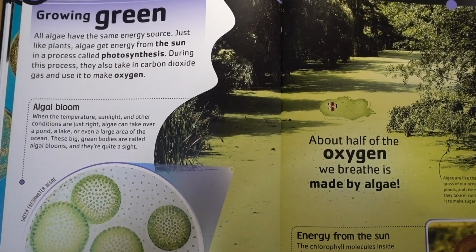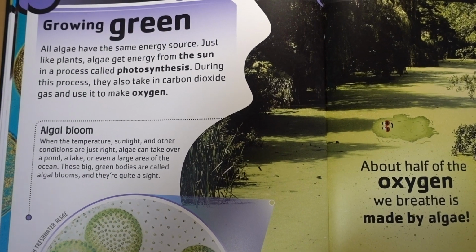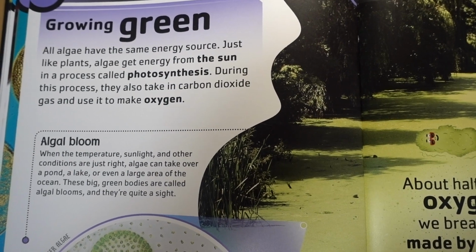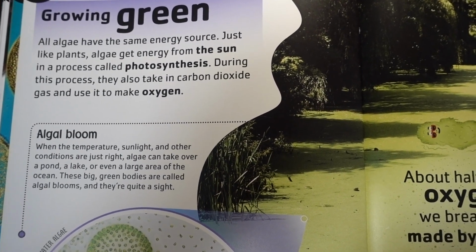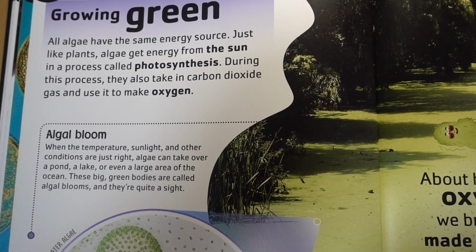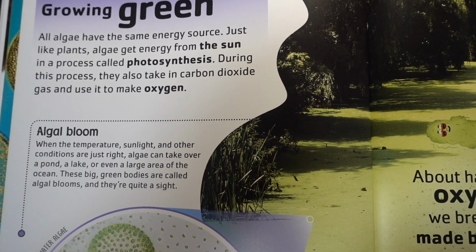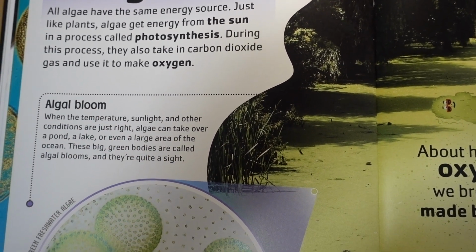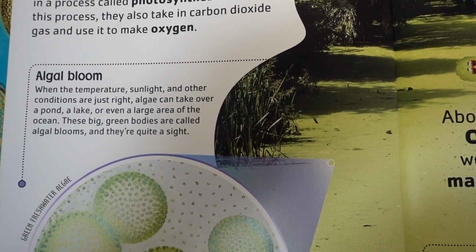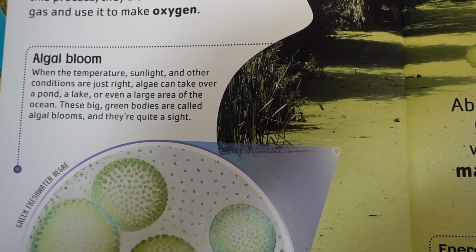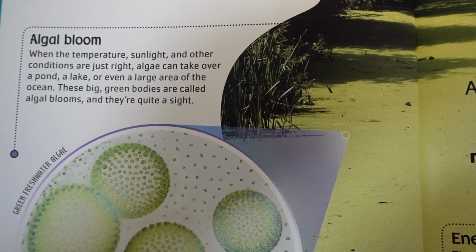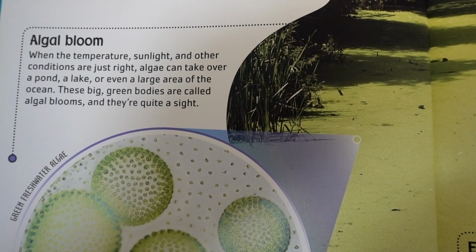Growing green. All algae have the same energy source. Just like plants, algae get energy from the sun in a process called photosynthesis. During this process, they also take in carbon dioxide gas and use it to make oxygen. Algal bloom. When the temperature, sunlight, and other conditions are just right, algae can take over a pond, a lake, or even a large area of the ocean. These big green bodies are called algal blooms, and they're quite a sight.